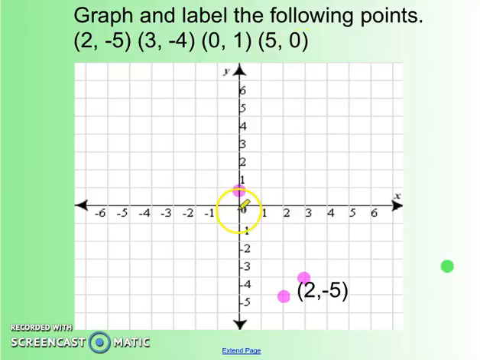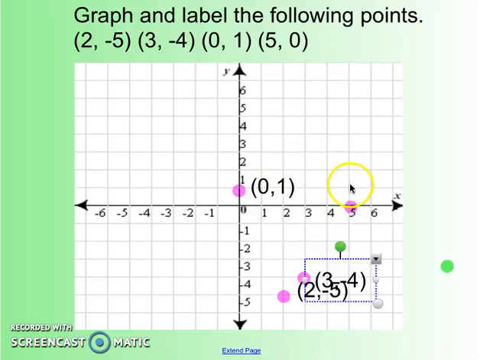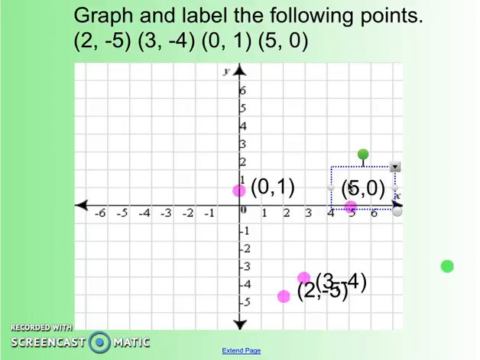And then 5, 0, right 5, and then I stay right there. Okay, and then I can label these 0, 1, and this one was 3, -4, and this one was 5, 0. So when you're doing an assignment, I do want you to label your points so that we don't get them confused with other points.